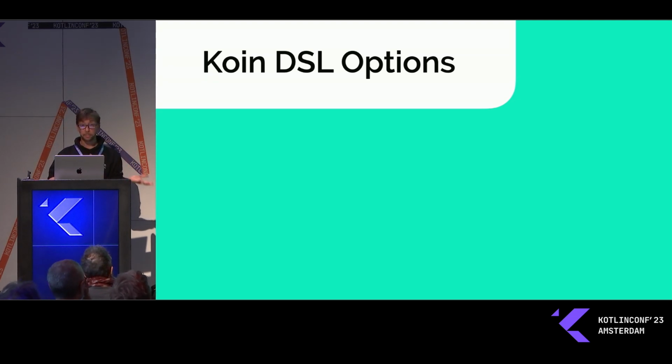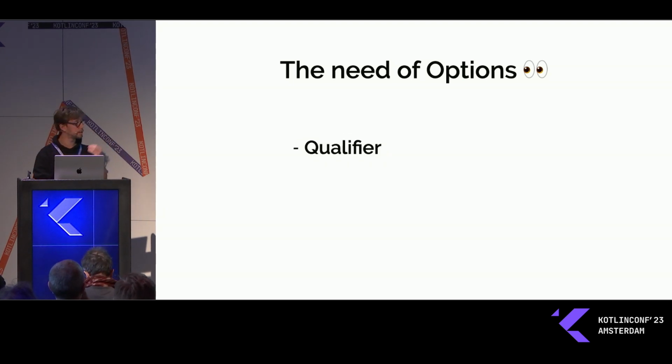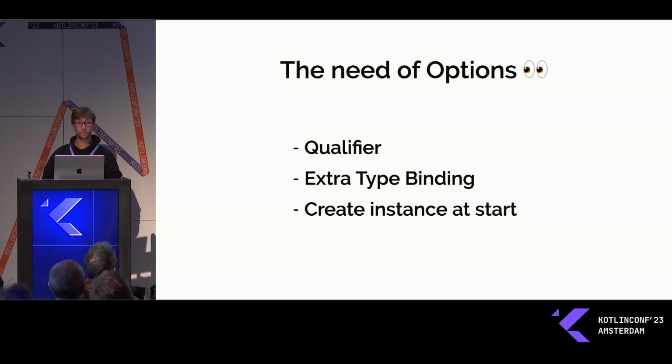This experience also helps us to go forward for the other options that we have for the DSL of Koin. And what kind of options would we have on this DSL? We need a qualifier. A qualifier is a label you put on a definition to try to differentiate two kinds of definition of the same type. If you want to put extra binding, if you want to create things at start, then we may have lots of options appearing in terms of DSL and construction.